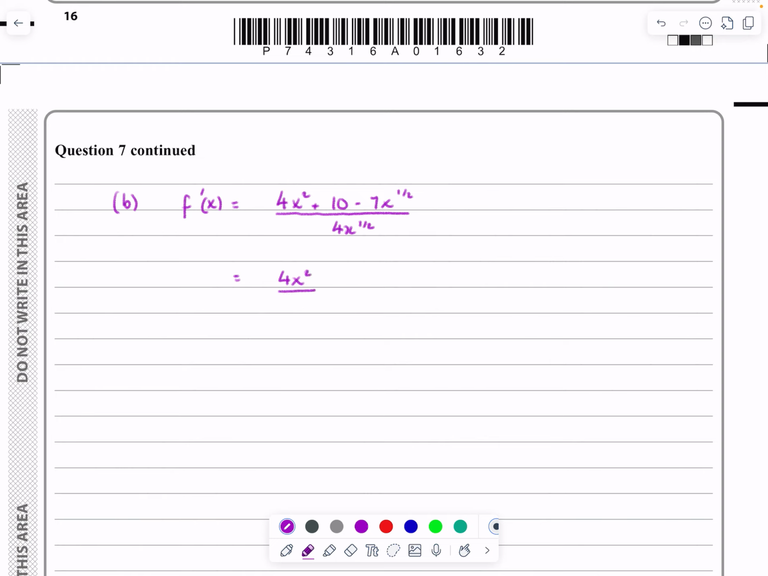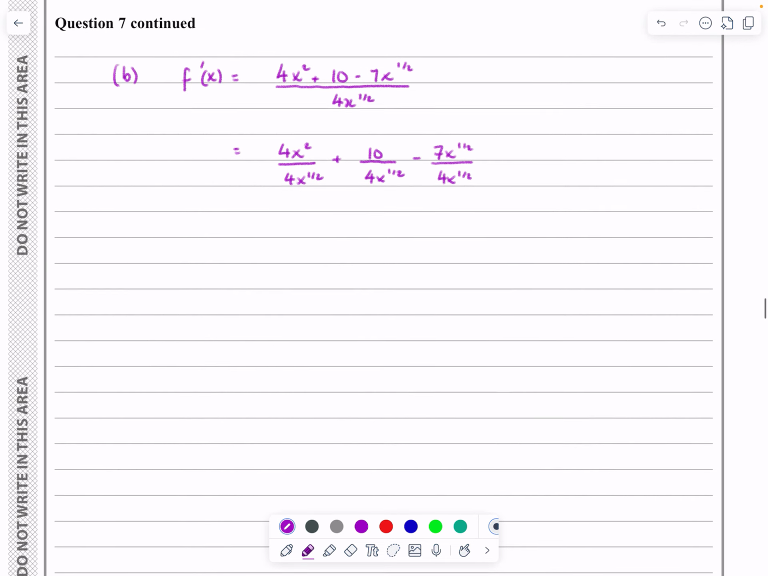4x squared over 4x to the half plus 10 over 4x to the half. So I'm just doing this really slowly. You might take fewer steps than me, but as long as you get the answer right, I don't mind how many steps you take here. So the first one is to just break it down into all those individual ones, so I can then say, well, the 4's cancel, and then x squared divided by x to the half, take away the powers is just that.